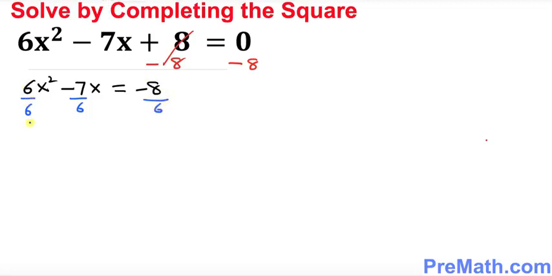So 6 over 6 equals 1x squared. Make sure we always have a 1 as a leading coefficient. Minus 7 over 6x equals -8 over 6, which could be reduced to -4/3.